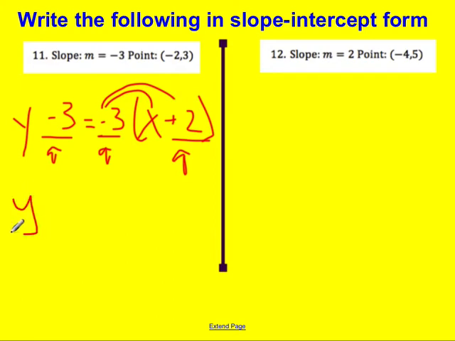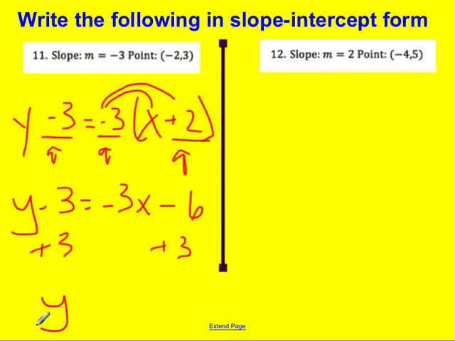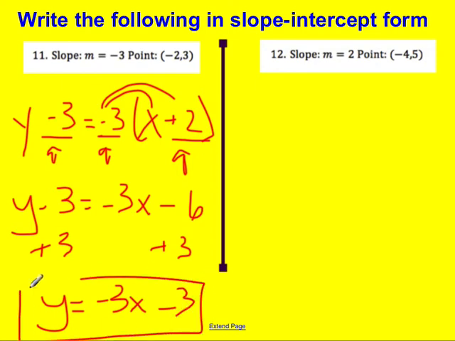So I'm going to start by distributing. So I have y minus 3 is equal to -3 times x, which is -3x, -3 times 2, which is -6. And last but not least, to solve for y, I'm going to add 3 to both sides. So then I get that y is equal to -3x, and -6 plus 3 is going to give me -3. Now you guys have a different number 12 on yours.